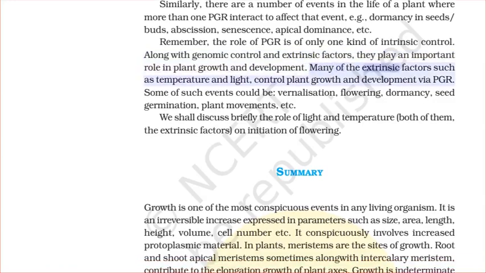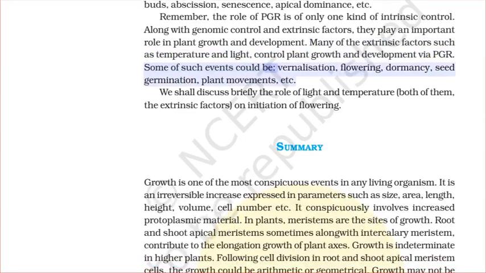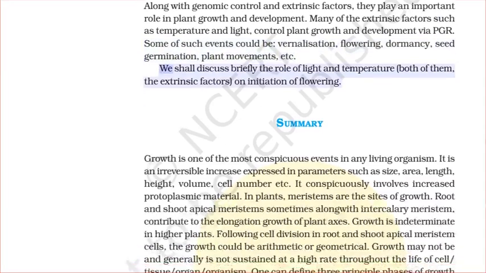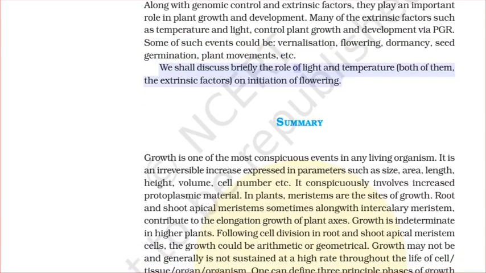Many of the extrinsic factors, such as temperature and light, control plant growth and development via PGR. Some of such events could be vernalization, flowering, dormancy, seed germination, plant movements, etc. We shall discuss briefly the role of light and temperature, both of them extrinsic factors, on initiation of flowering.